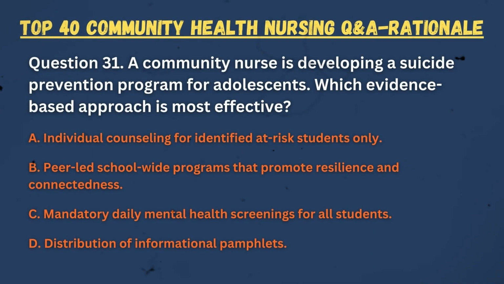Question 31. A community nurse is developing a suicide prevention program for adolescents. Which evidence-based approach is most effective? A. Individual counseling for identified at-risk students only. B. Peer-led school-wide programs that promote resilience and connectedness. C. Mandatory daily mental health screenings for all students. D. Distribution of informational pamphlets.